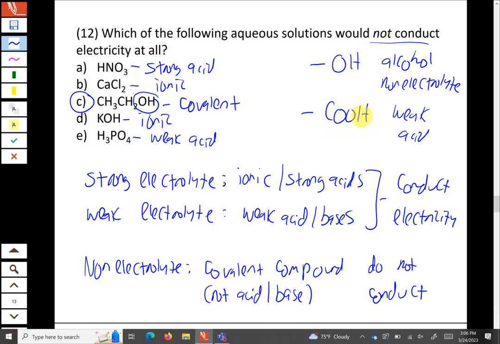If it has COOH in particular, we call those carboxylic acids. Acetic acid is one of those, which has a CH3 at the beginning, and those would all be weak acids. So make sure you can distinguish those. But really, alcohols are the classic example that we would have of a covalent compound dissolved in water that gives a non-electrolyte solution. All right, questions on electrolytes?